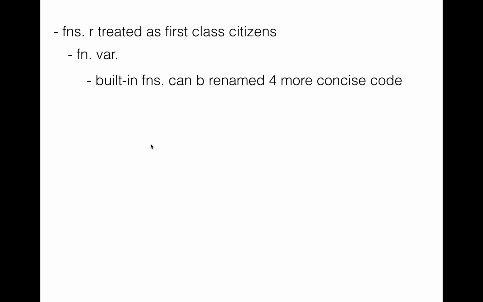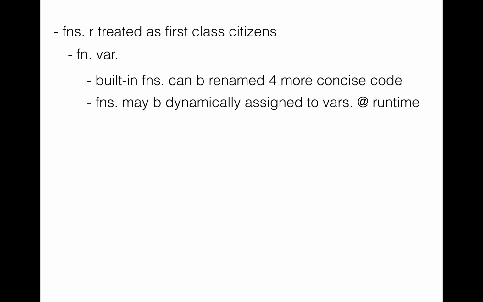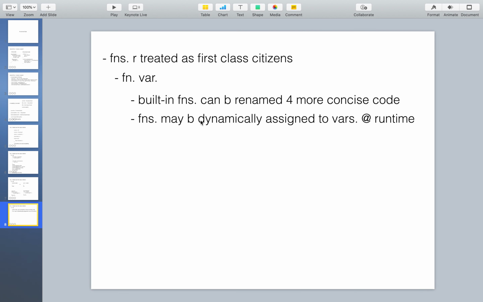When we make use of a function variable, we can write code wherein we can rename the built-in functions for better readability. Also, we can have functions dynamically assigned to variables during runtime, typically useful during debugging. Now let us see a simple example of function variable.